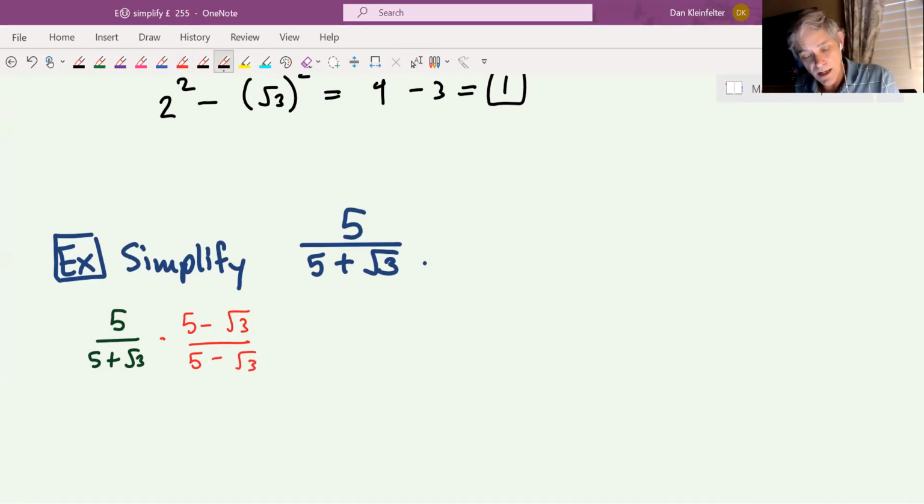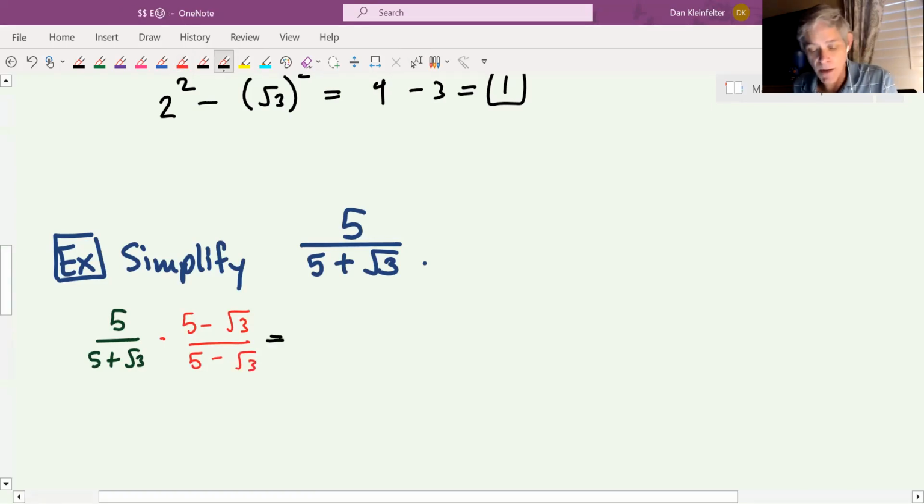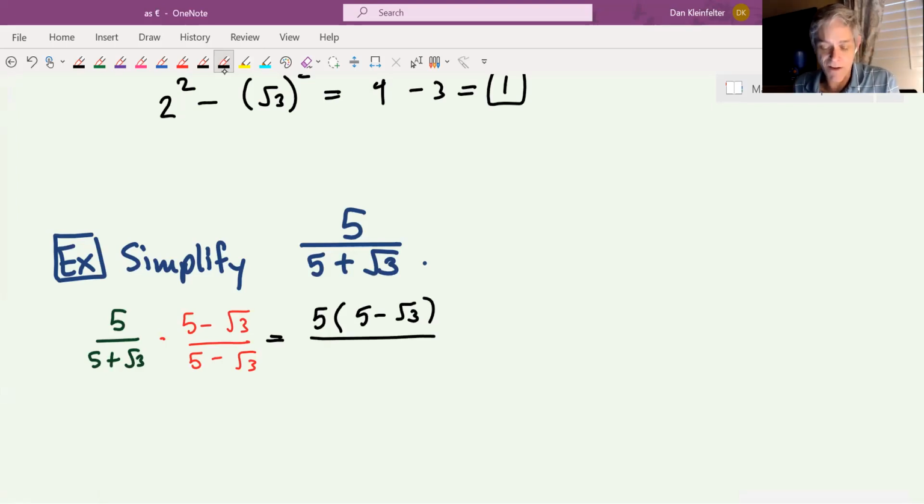All right. So then up top, I'll hold off on the multiplication. Let's just write it out: 5 times 5 minus root 3. I'll do that in a minute. Maybe I'll get lucky at the end and something will cancel that 5 out. So I'm just going to leave it factored for right now.